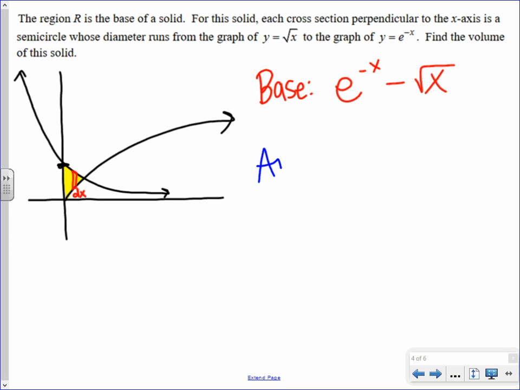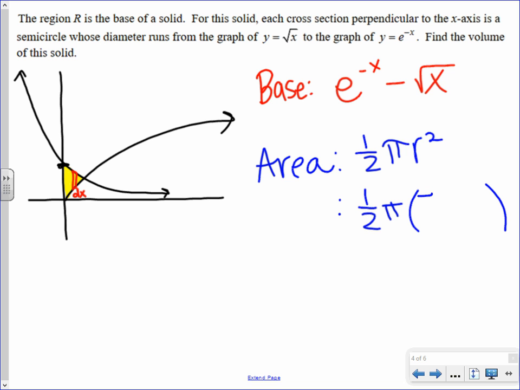So the area, how do we find the area of a semicircle? One half pi r squared. When we're talking about these semicircles, what does e to the negative x minus radical x represent on our semicircle? That is the diameter of the semicircle. So if we're talking about area, then our radius is going to have to be half of the diameter.